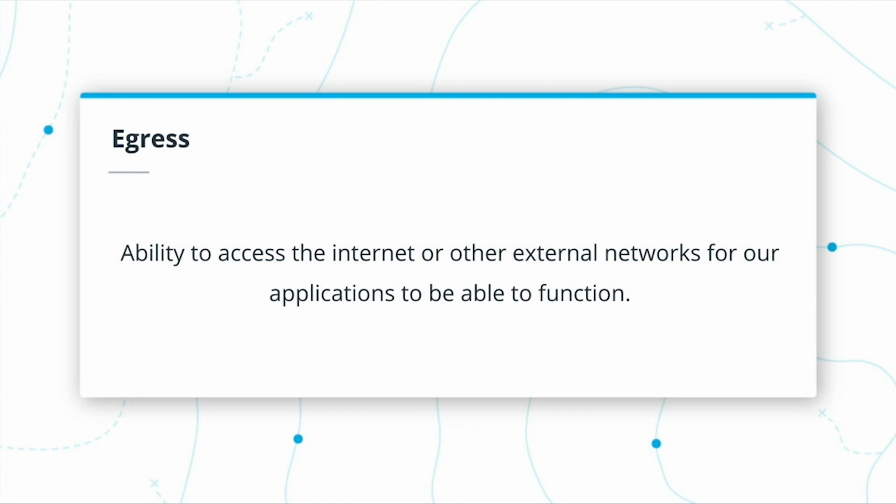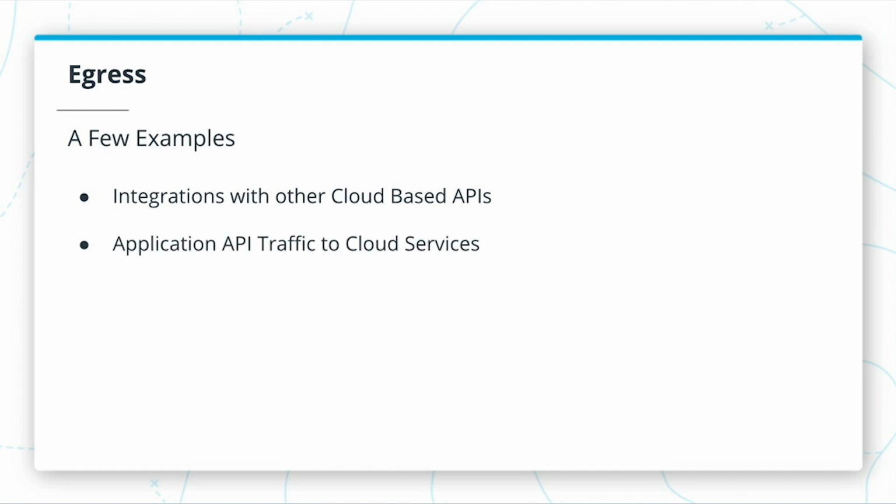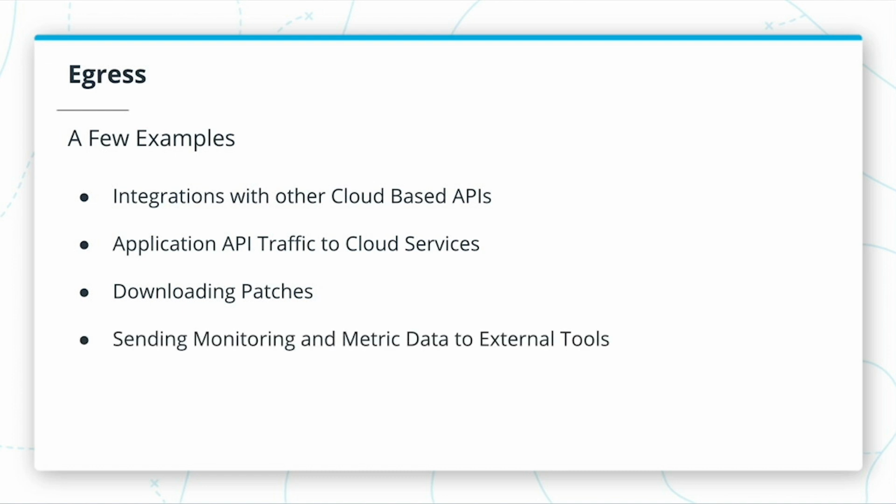In addition to ingress, we also need to be able to access the internet or other external networks for our applications to be able to function. We will call this egress. Common egress destinations could be integrations with other cloud-based APIs, application API traffic to AWS cloud services, downloading patches and other system maintenance, and sending monitoring and metric data to external tools.